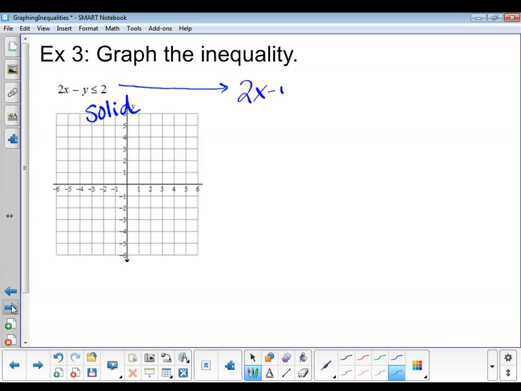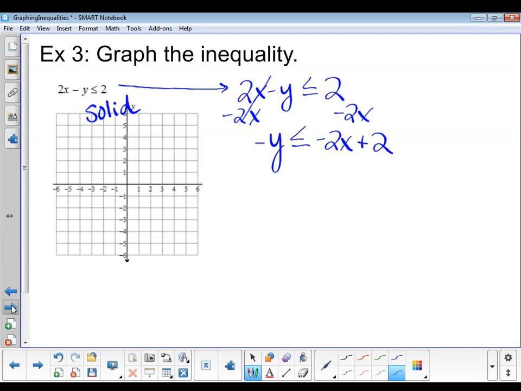So we have 2x minus y is less than or equal to 2. We've done a couple of questions like this with an equal sign, and the process is the same with an inequality, at least to begin with. Subtract the 2x. Bring down the negative with the y. So we have negative y is less than or equal to negative 2x plus 2. We have to get the y by itself, so we are dividing everything by negative 1.